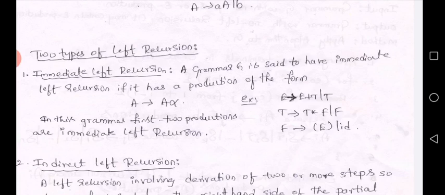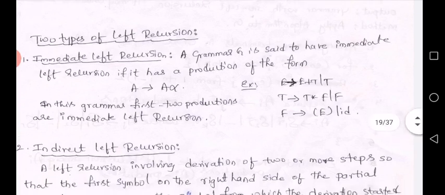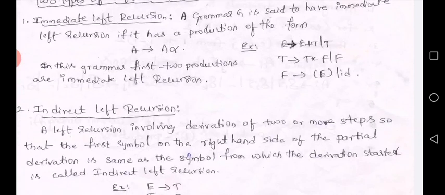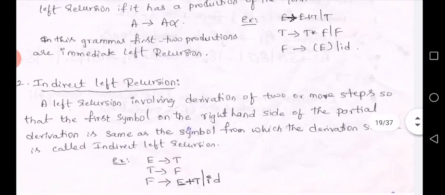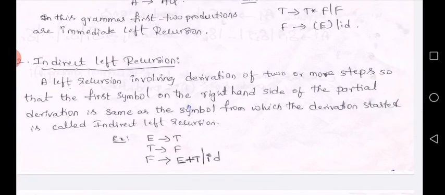Because on the left-hand side you have capital F and on the right-hand side you have an open bracket. Observe it carefully: both are different, so it is not immediate left recursion. Now indirect left recursion. We'll see what this is. A left recursion involving a derivation of two or more steps, so that the first symbol on the right-hand side of a partial derivation is the same as the symbol from which the derivation started, is called indirect left recursion.